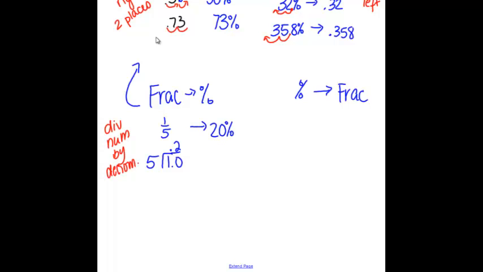If I'm changing a percent to a fraction, I put it over 100% because that's what it is. So let's say I had 32% and I want to make that into a fraction. I have to make it 32 over 100. Then I have to reduce it. 32 over 100 is 8 over 25. So that's basically the Reader's Digest version. If you need any help with this specifically, please see me for extra help, because it is assumed that you all know how to do this.